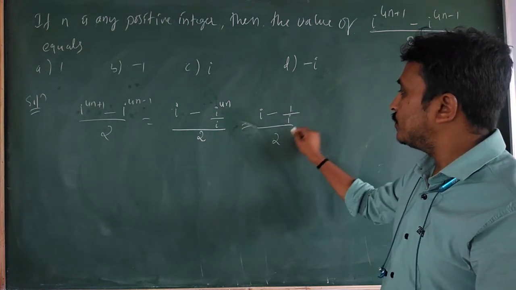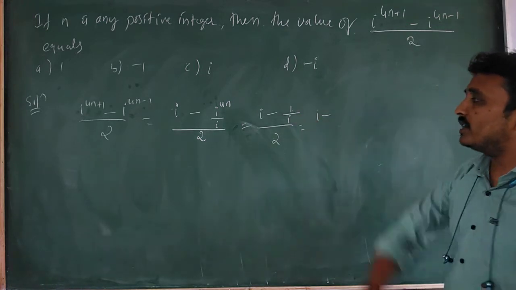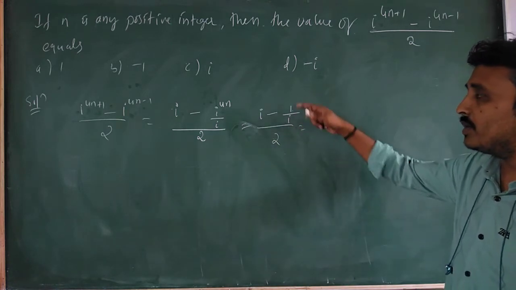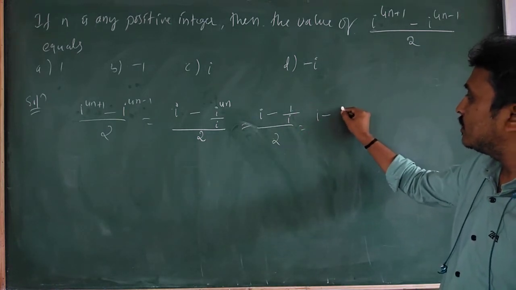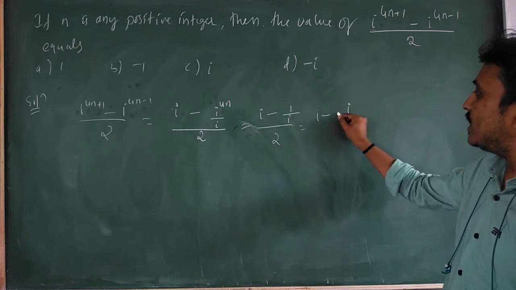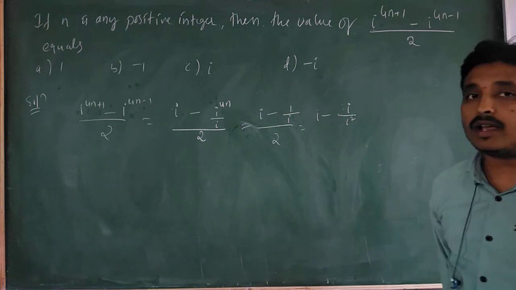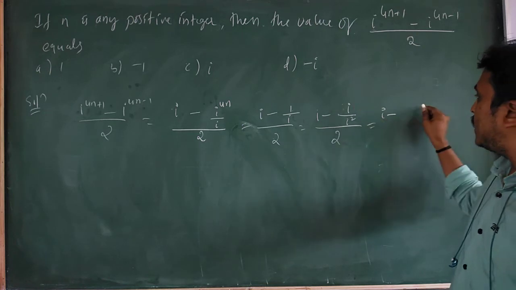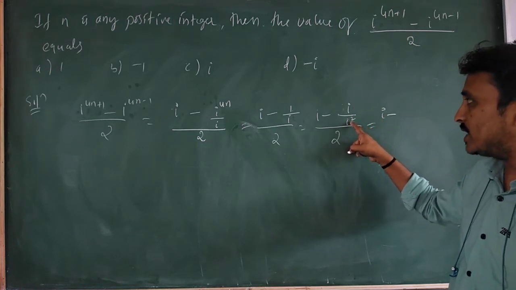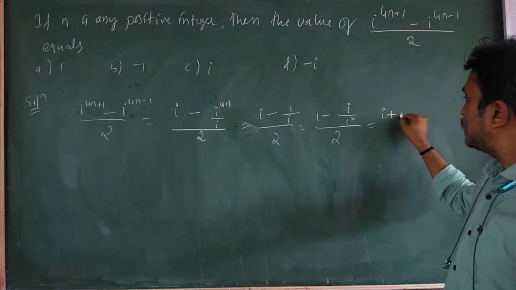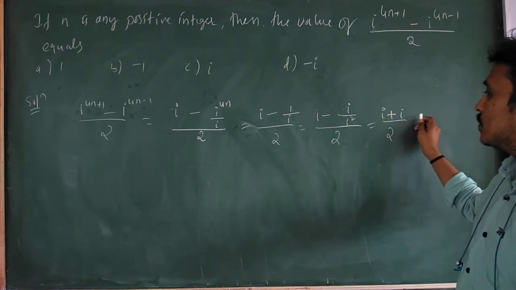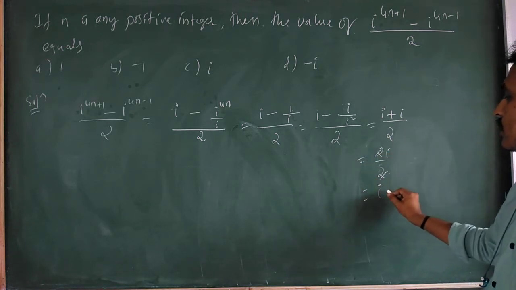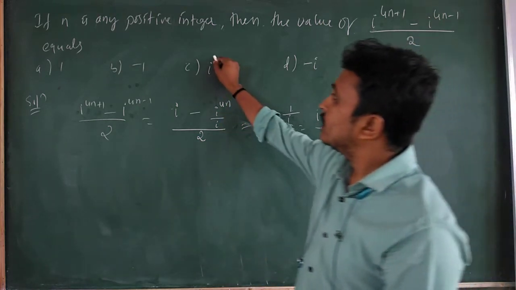Divided by 2, which is equal to i minus 1 by i, whole divided by 2. We must get the correct answer in the numerator, so rationalize the denominator by multiplying and dividing by i: i minus 1 by i becomes i minus i divided by i square, divided by 2. i square is minus 1, minus minus is plus, so i plus i equals 2i divided by 2. The 2 cancels, the answer is i, option C.